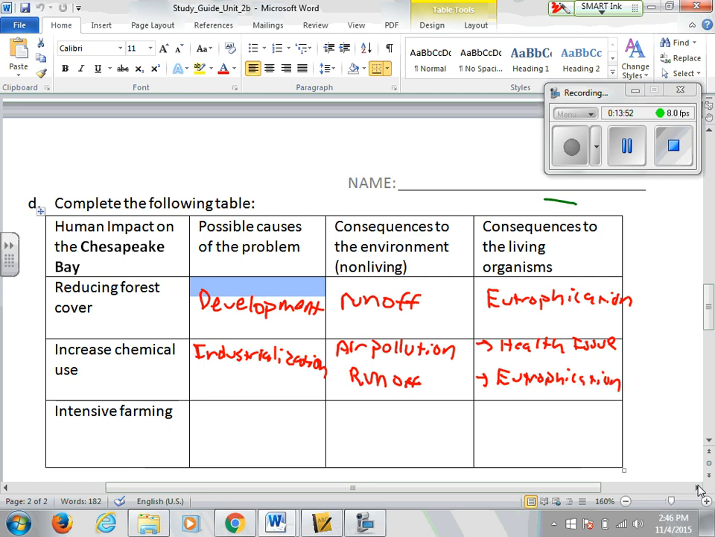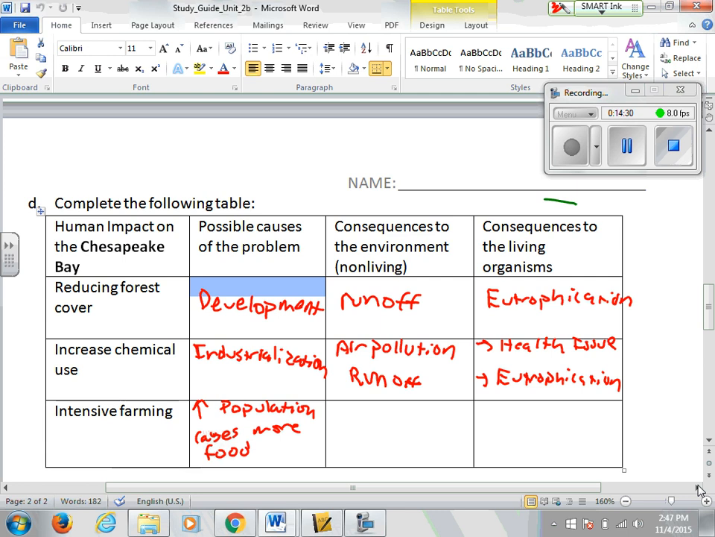Lastly, intensive farming. Why would we farm? Farming is not natural, right? We remove trees so we can farm. Whenever we weed, whenever we farm, whenever we're trying to landscape, we are fighting succession. We're fighting it. Those weeds shouldn't grow there. So what are the causes of farming? Why do we need to farm? Well, we need an increase in population, which causes more food. We need more food.